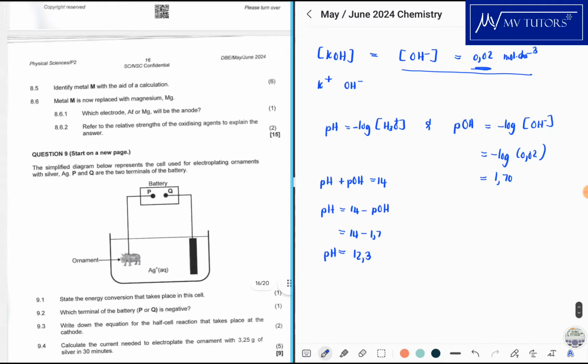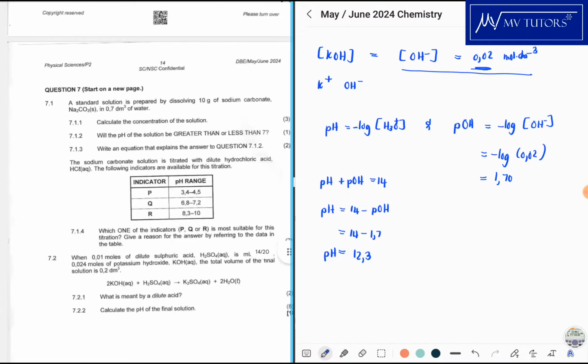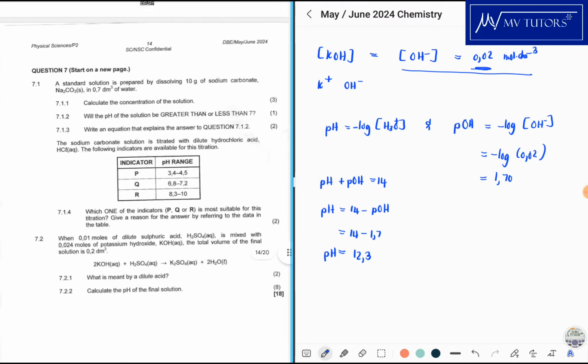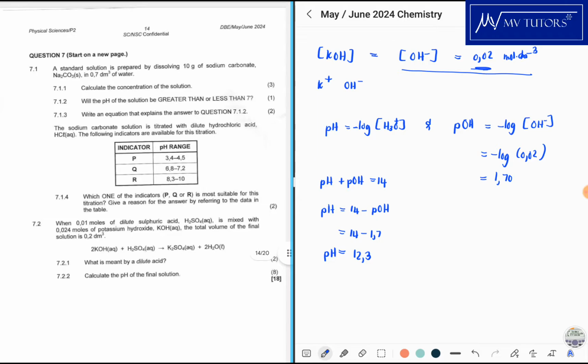Why? The acid, even though it was a strong acid, was diluted. It means there was a high amount of water as opposed to the acid. So it diluted it, and we have a very strong base, so we're expecting the pH to be quite basic. If it wasn't diluted, if we just had sulfuric acid as it is and potassium hydroxide as it is, our pH would be closer to 7. But yeah, that's it for question 7.